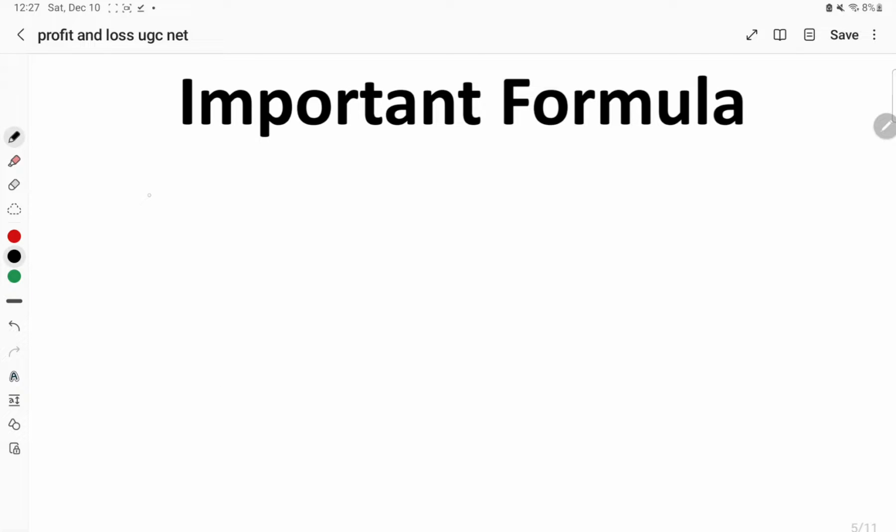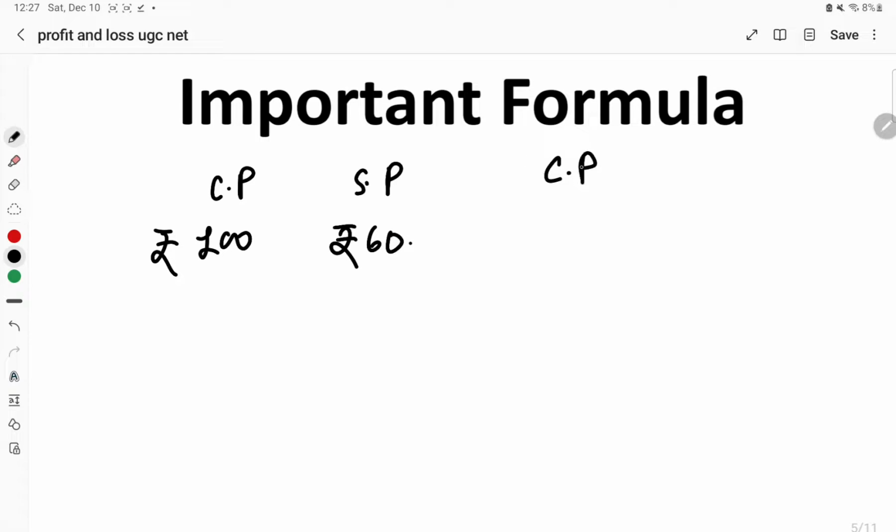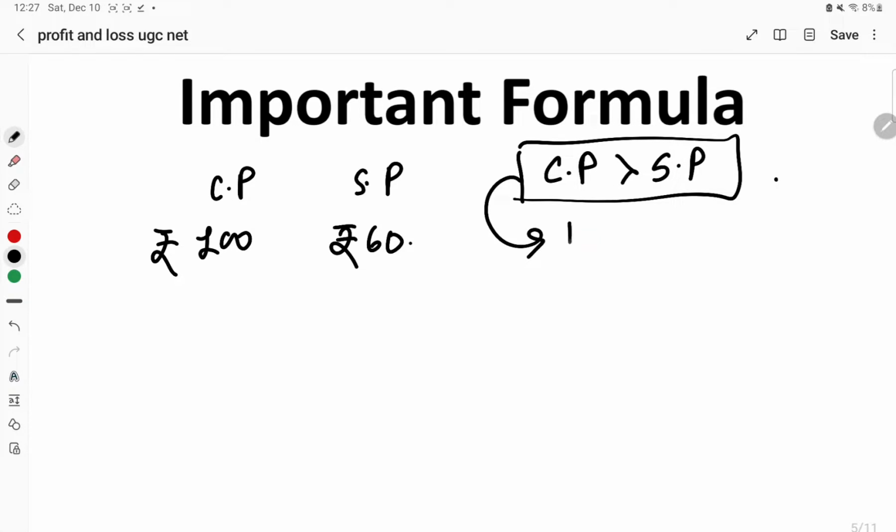For example, if the cost price is rupees 100 and selling price is rupees 60. Okay, here clearly what we can see is the cost price is greater than that of the selling price. Whenever the cost price is greater than that of the selling price, it means you are going through the loss.